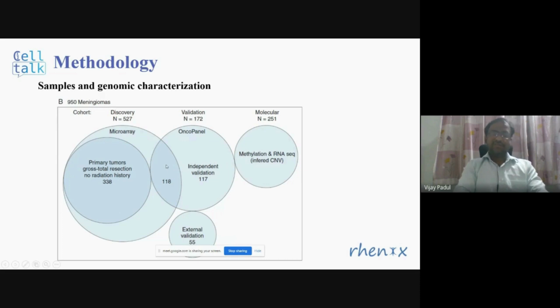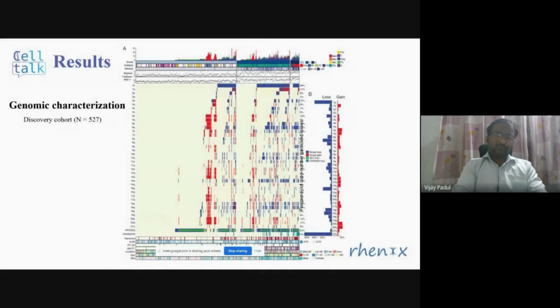So this data was used to independently validate the results from the other method. And then methylation and RNA-seq based data was used for inferred copy number variation. And they also used an external validation cohort comprising 55 patients. So this shows the results of their analysis.